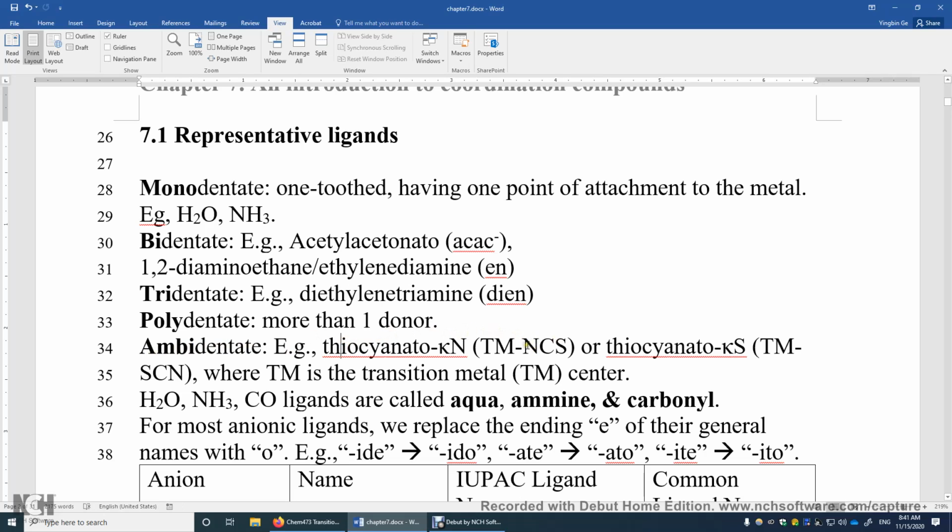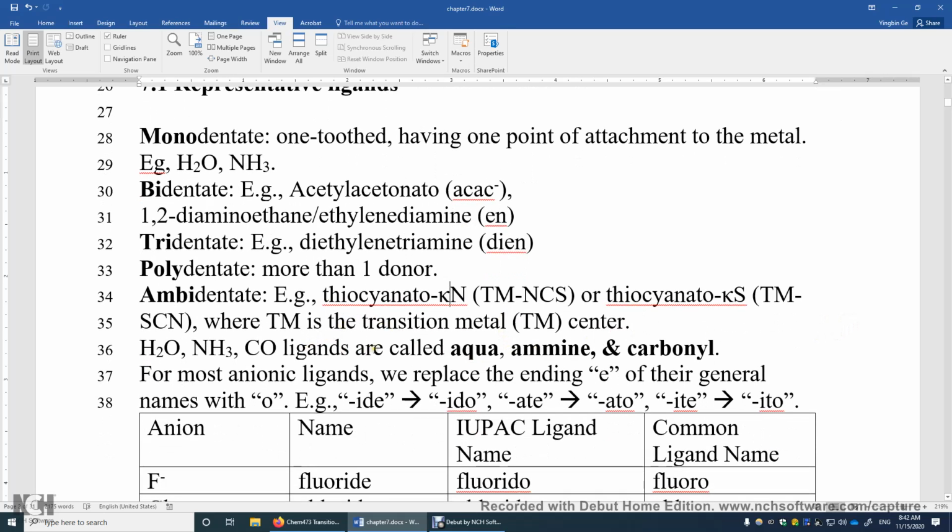The name of this NCS minus is thiocyanato, but just to specify the point of attachment, we introduce a Greek letter kappa here. So if you say it's thiocyanato kappa N, that means nitrogen is bonded to the transition metal. If you say it's kappa S, that means sulfur is bonded to the transition metal center.